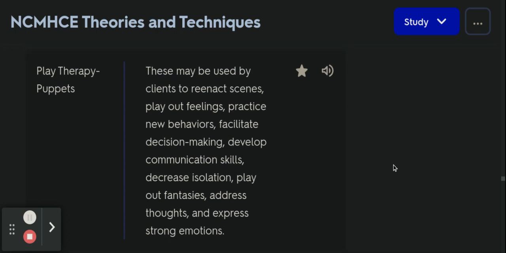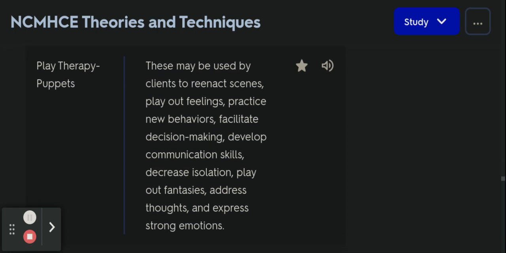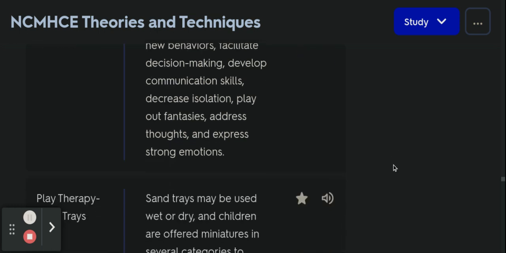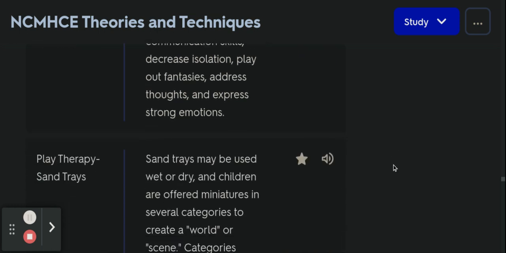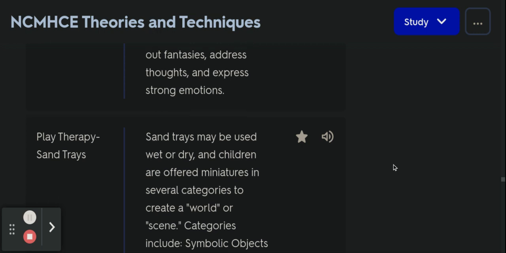Play therapy, puppets. These may be used by clients to reenact scenes, play out feelings, practice new behaviors, facilitate decision making, develop communication skills, decrease isolation, play out fantasies, adjust thoughts, and express strong emotions.